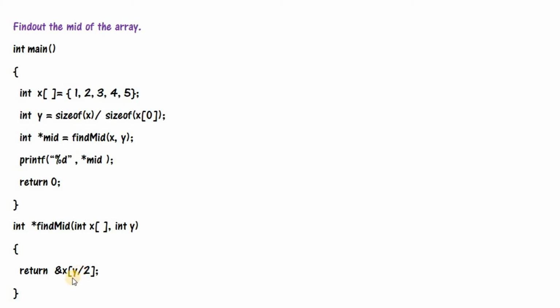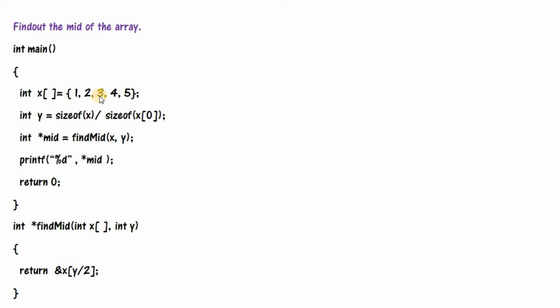Therefore we can say that x[y/2] is equivalent to x[2]. And we should go to index 2 and get the element. Index always starts with 0, and therefore index 2 will be at this point. We can see here the value is 3 at index 2. Therefore x[2] is equivalent to 3.